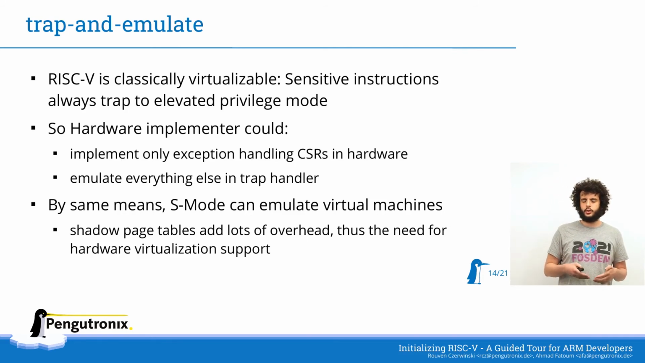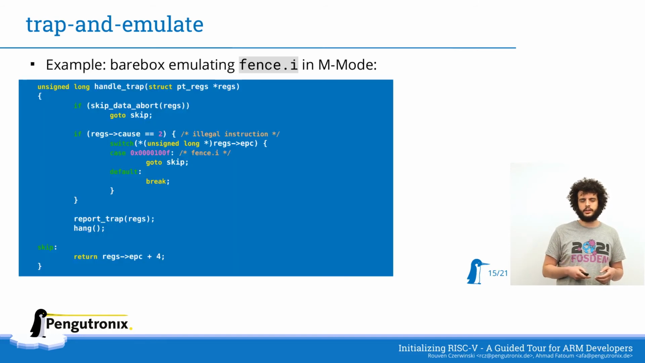So S mode could just keep executing code, and once a sensitive instruction is hit, it would get a trap, it would emulate it, for example, by translating via shadow page tables, and then continue execution normally. That works, but it's quite slow because shadow page tables add a lot of overhead, thus the need for hardware virtualization support. Here is an example of how that could look.